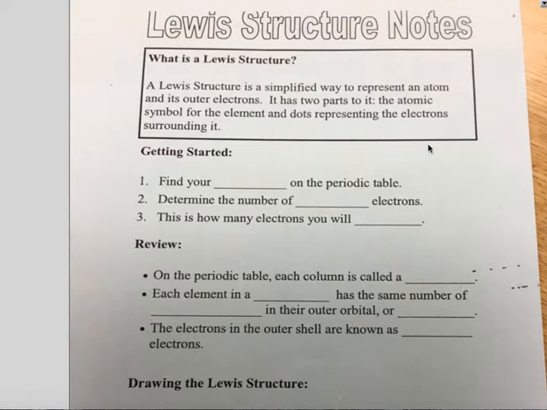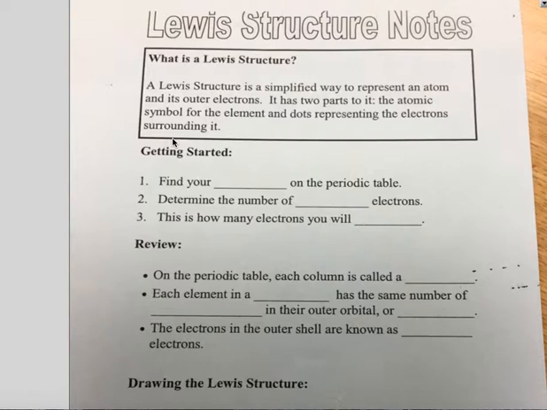What is a Lewis structure? A Lewis structure is a simplified way to represent an atom and its outer electrons. It has two parts to it, the atomic symbol for the element and dots representing the electrons surrounding it. So what you've been doing for the last several days is drawing models of atoms with all of their shells full of electrons, and then you've been bonding the outer shell. What Lewis structures do is it takes away some of that work. It just focuses on the outer shell, and you use that to know where the atoms have to bond.